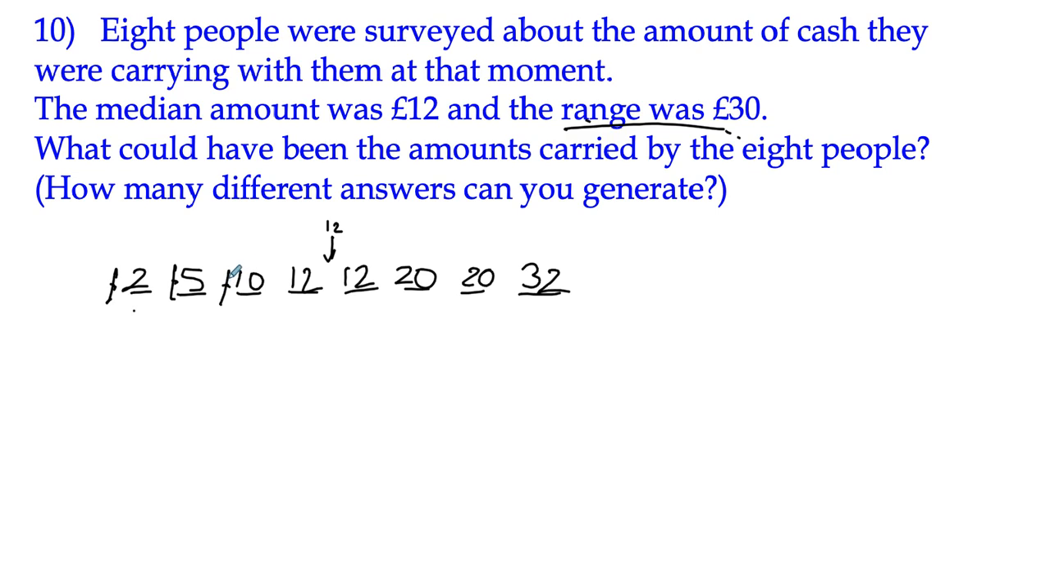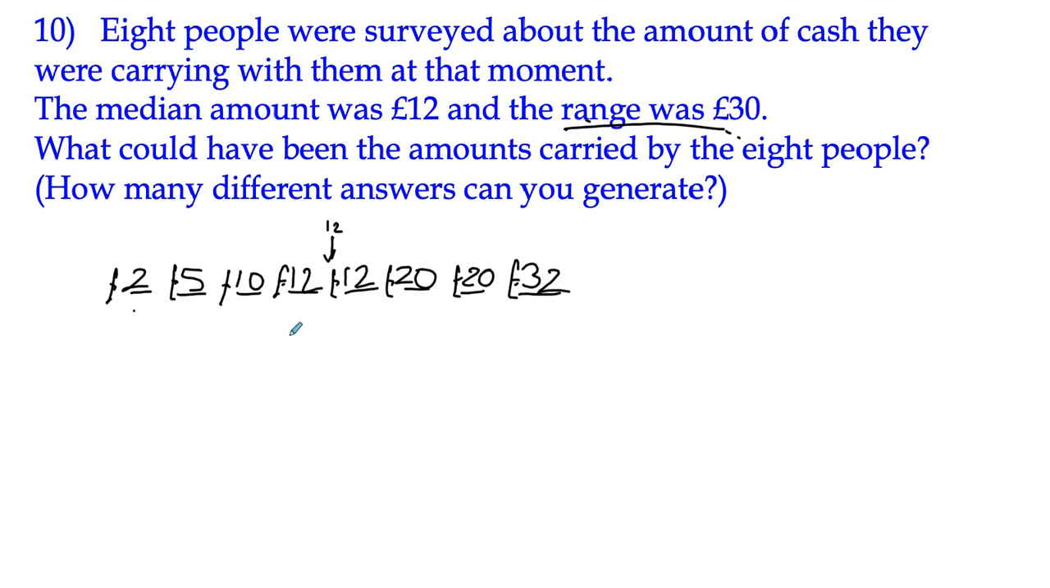Okay, and we've generated a list of possible amounts of money everybody had. You might have created something different. How many different answers can you generate? Well, a whole pile. As long as your 2 numbers here in the middle are on either side of 12, and as long as the gap between the highest and the lowest is 30, you can create a whole lot.